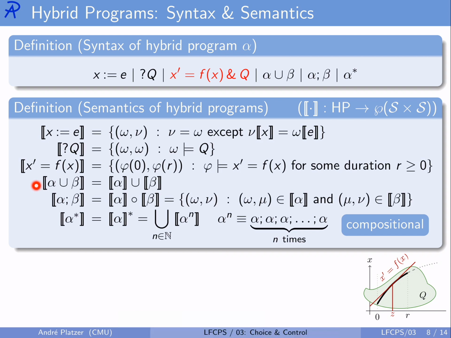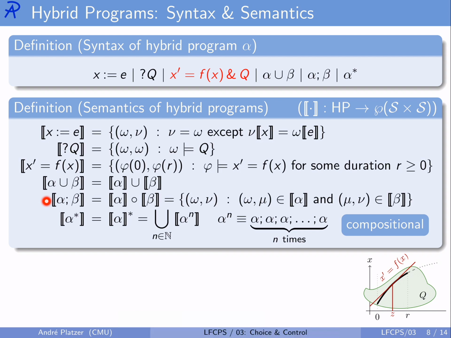The meaning of a non-deterministic choice is such that the set of all transitions that alpha choice beta can do is just the set of all transitions that alpha can do, union the set of all transitions that beta can do. Makes sense, right? The behavior that a non-deterministic choice between alpha and beta has, of course, is all the behavior that alpha could do, union all the behavior that beta could do.